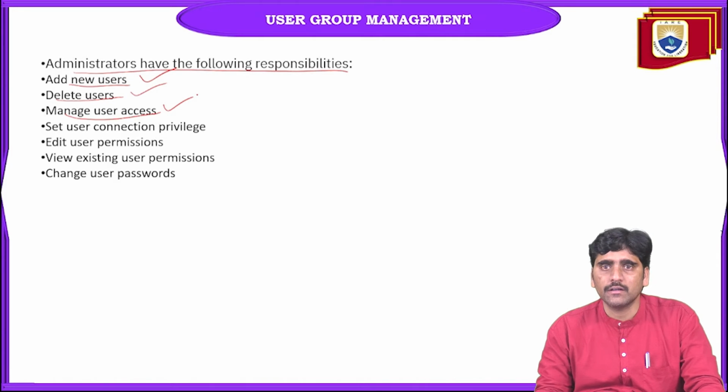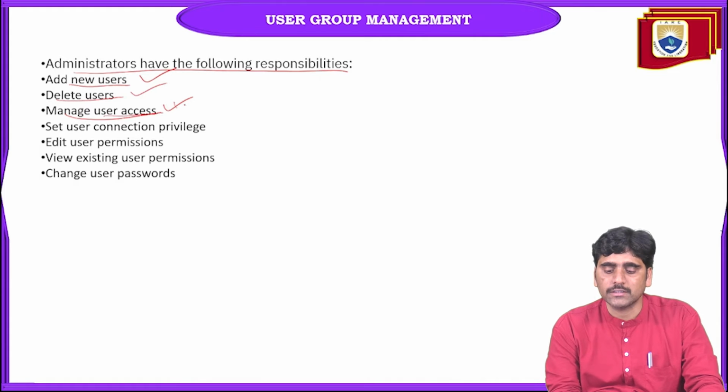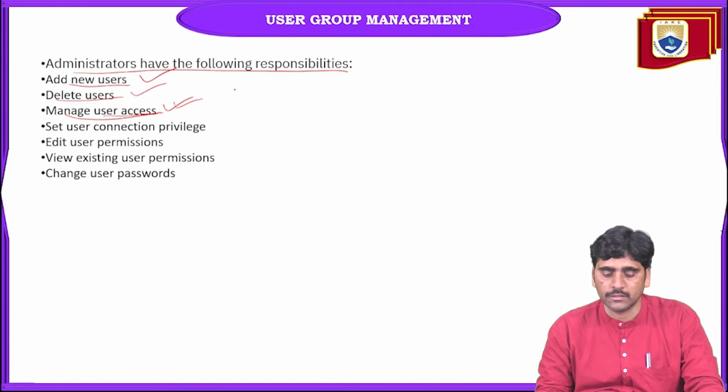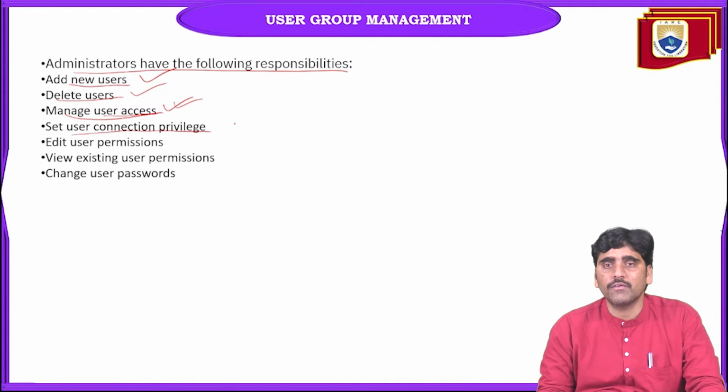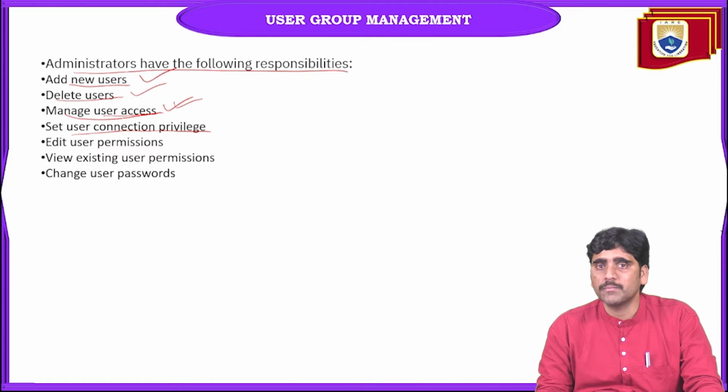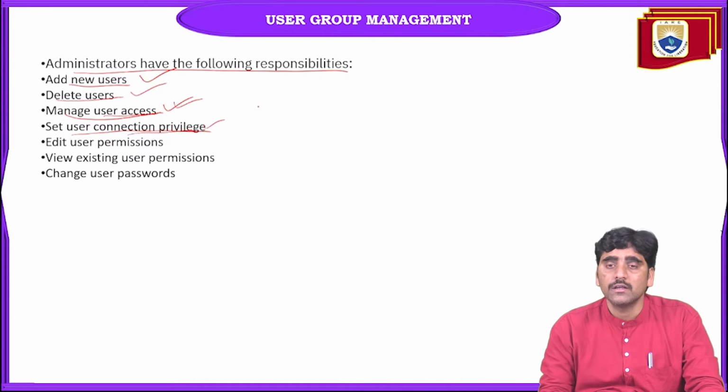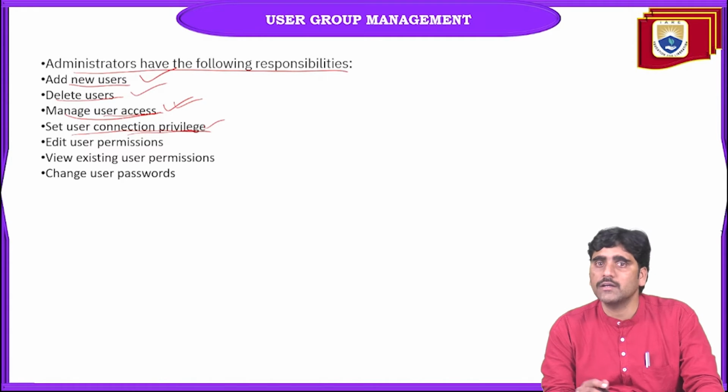Whoever is in the organization can access the different parts of the organization, like the examination section, database section or network section, anything. They can have access within the campus, within the organization. Then set user connection privileges. The administrator can apply privileges to access a particular database, a particular examination or a particular network, so the privileges are applied to access the database or the network.